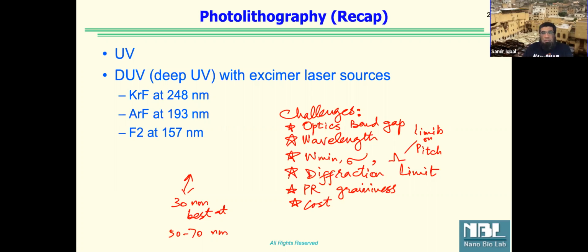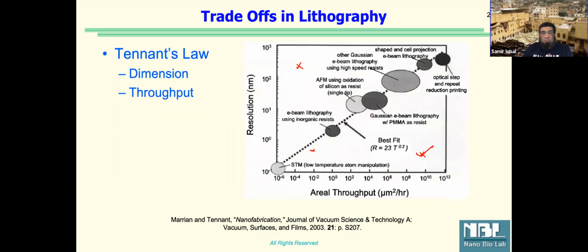Now, there is a plot, it's called Tennant's Law. It was a paper published in 2003. So from there, we call it Tennant's Law. What it says is, if you look at this plot, the y-axis is resolution, the x-axis is areal throughput. What do you mean by areal throughput?